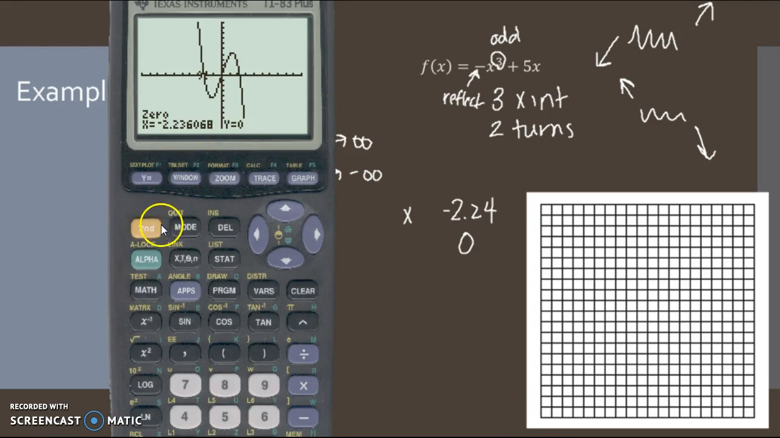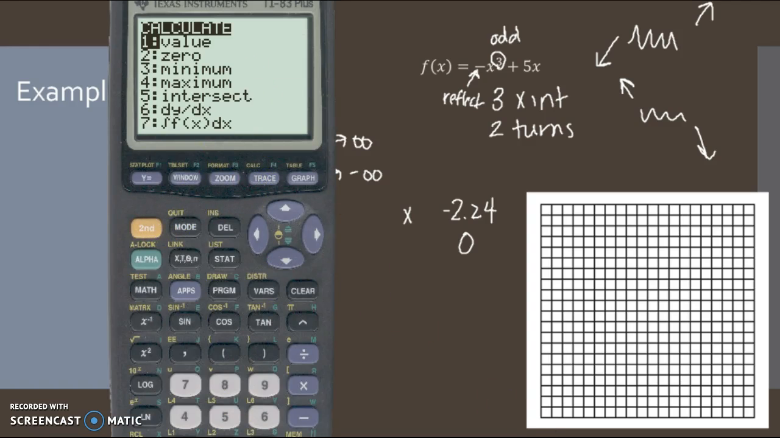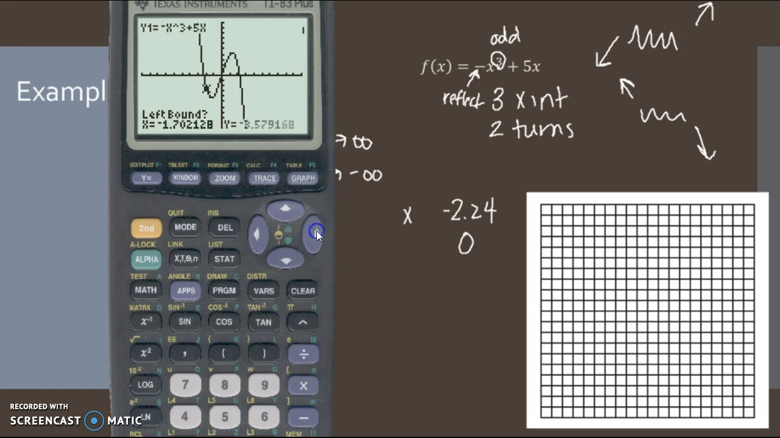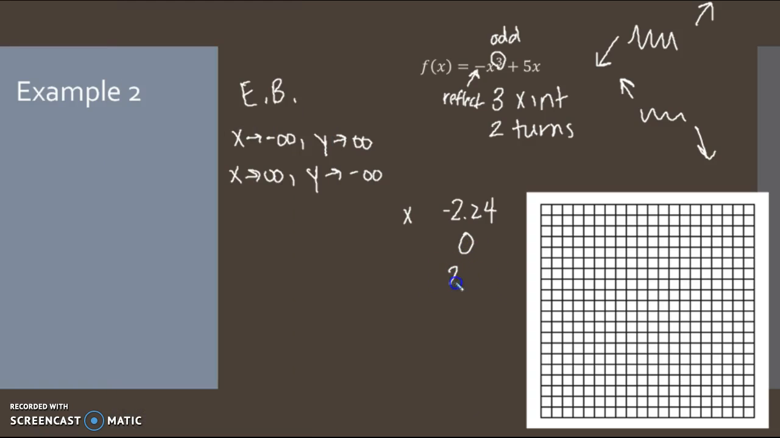Then I'm going to do the same thing over here. So second trace, number 2. Now I'm going to scroll over this side, and left bound again, above. So I want something on the left. Scroll to the other side for the right, tell it to guess. And we get positive 2.24.